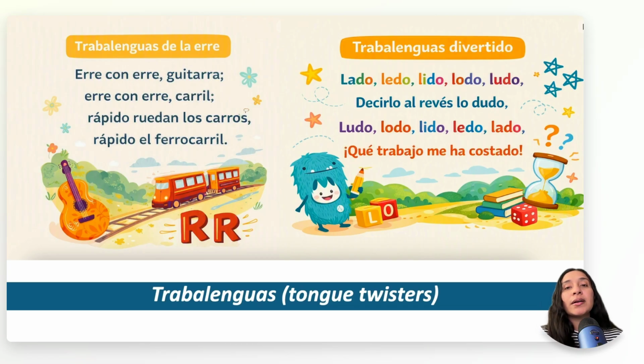Okay, so now we have the other one, the one that is next to it. We have lado, ledo, lido, lodo, ludo. Decirlo al revés, lo dudo. Ludo, lodo, lido, ledo, lado. ¿Qué trabajo me ha costado? Very hard to say this. So here is a good tongue twister to practice vowels. Okay, so yeah, so do it.